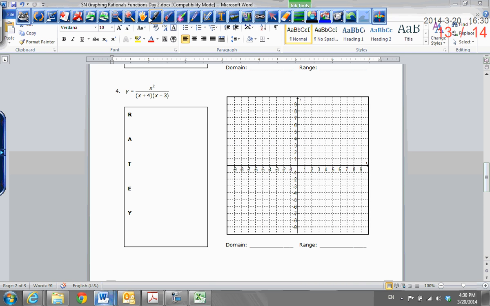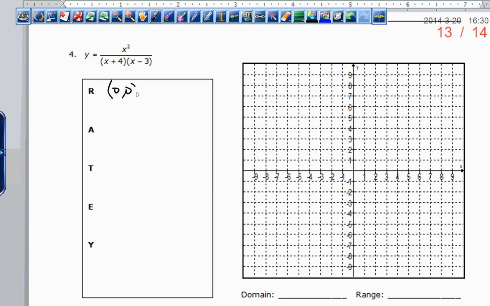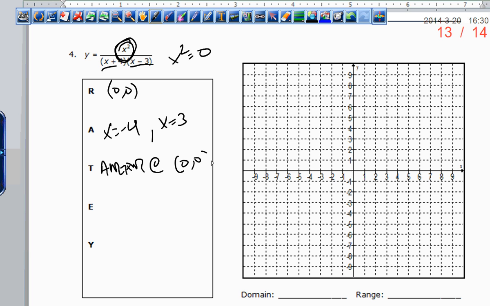we set the top equal to 0 for RATEY. That means my root is at 0, 0, because if x squared equals 0, that means x got to be 0. Asymptotes, I got 2 of them. So x equals negative 4, x equals 3. I have a squared term on top, so that means it's going to be tangent at 0, 0. My end behavior, now if you were to multiply all this out, you get x squared, blah, blah, blah. So I have x squared over x squared. So that means it's going to be y equals 1, and my y-intercept is 0, 0.